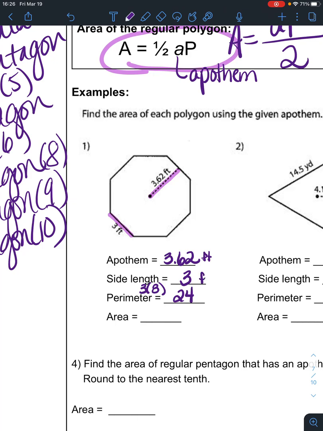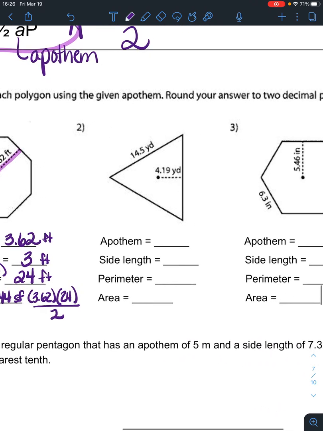The apothem is in feet. I didn't put my units, feet, and 24 feet. So my area, I want to know the area of this octagon. Well, that's the apothem, 3.62, times the perimeter, 24, divided by 2, because that's the formula, AP over 2. So I take 3.62, multiply that by 24, and divide by 2, and you get 43.44 square feet, or feet squared. That's all you have to do to find the area of a regular polygon.